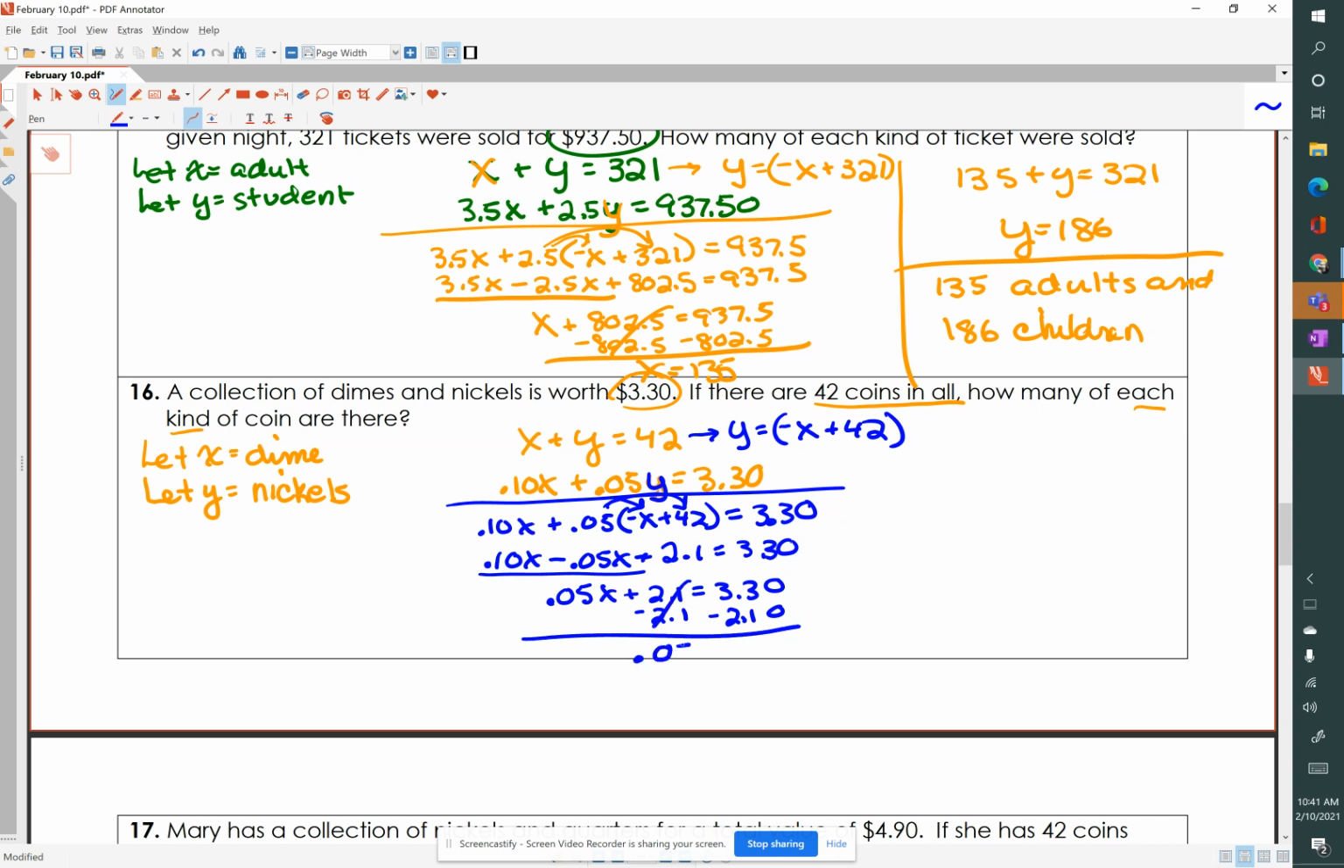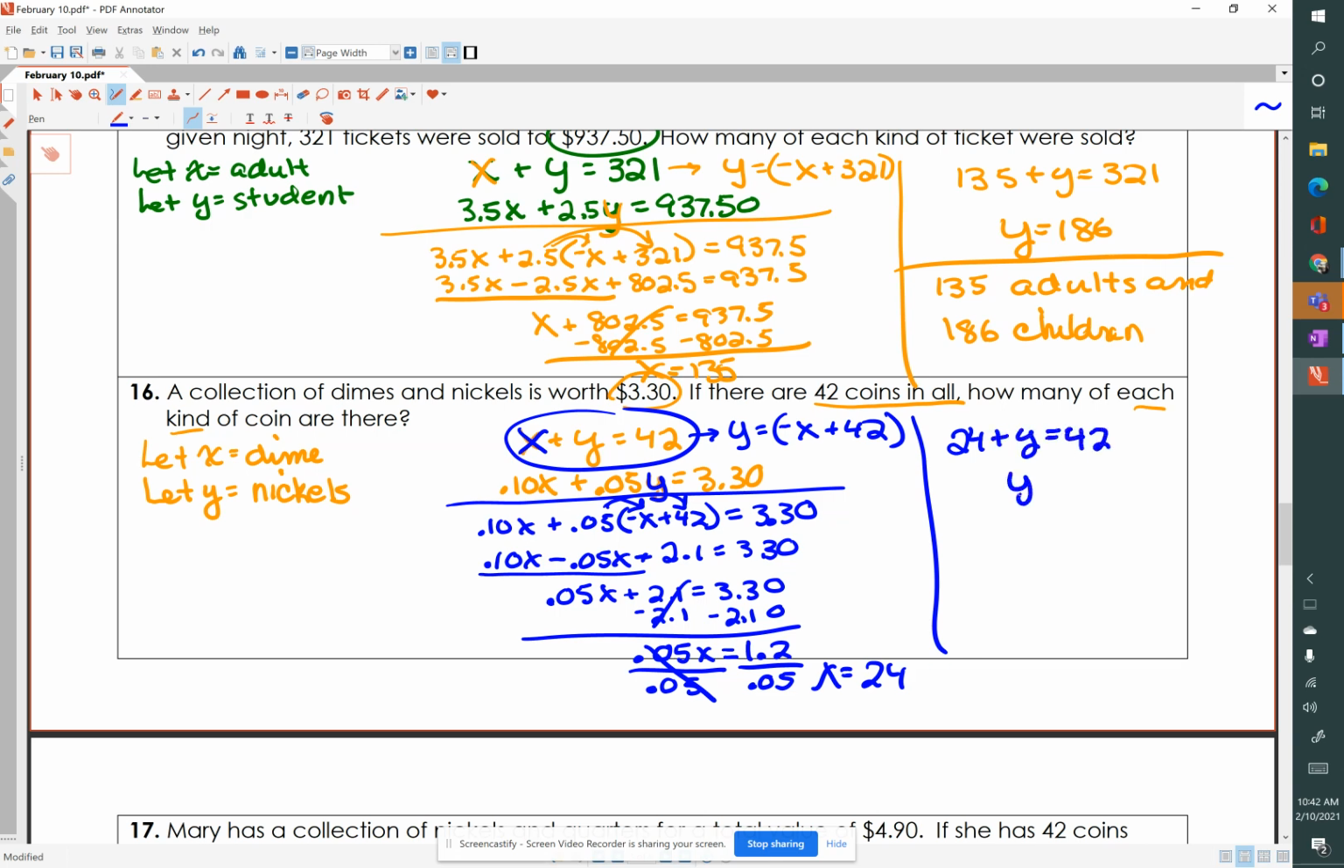And 0.05x equals 1.2. And then we divide both sides by 0.05. And x equals 24. Now we just insert that for x in the first equation. 24 plus y equals 42, and y equals 18. So x's are dimes. There are 24 dimes and 18 nickels.